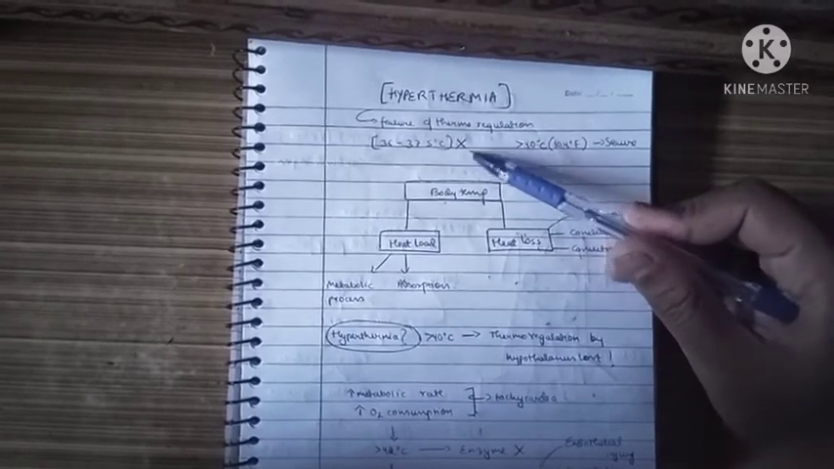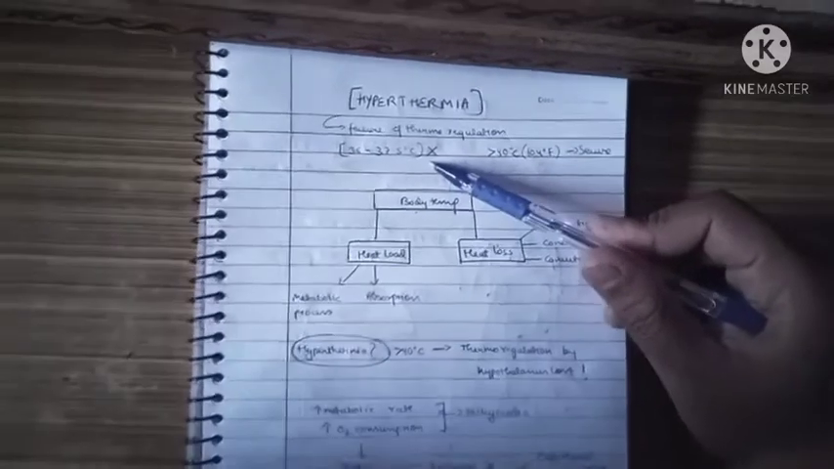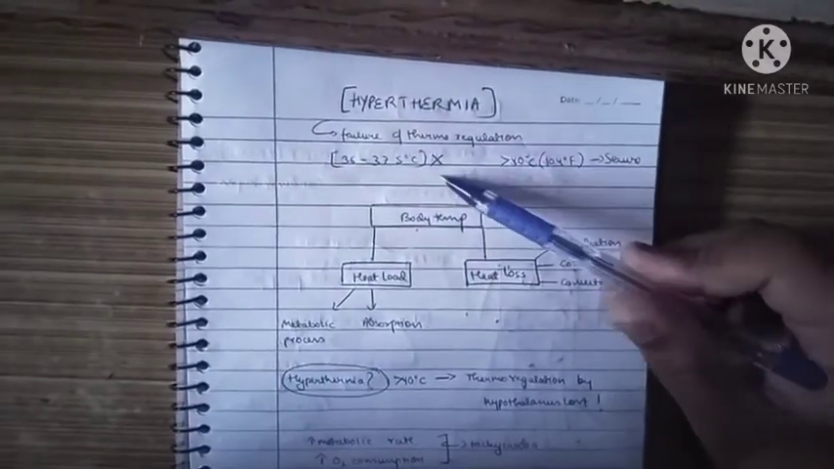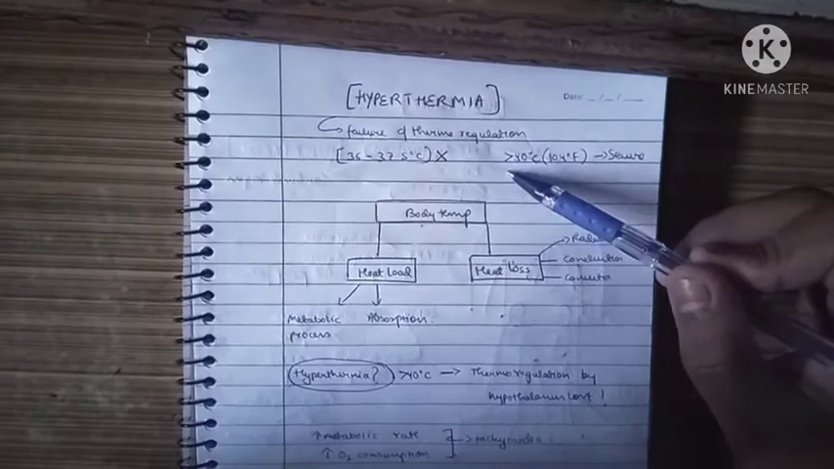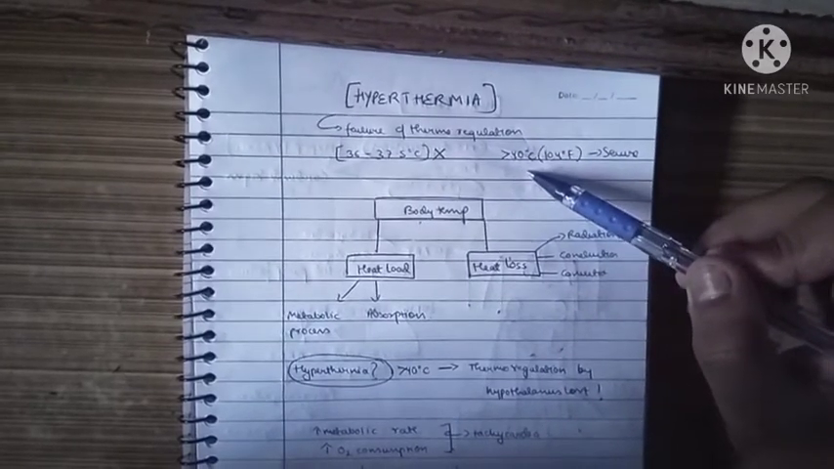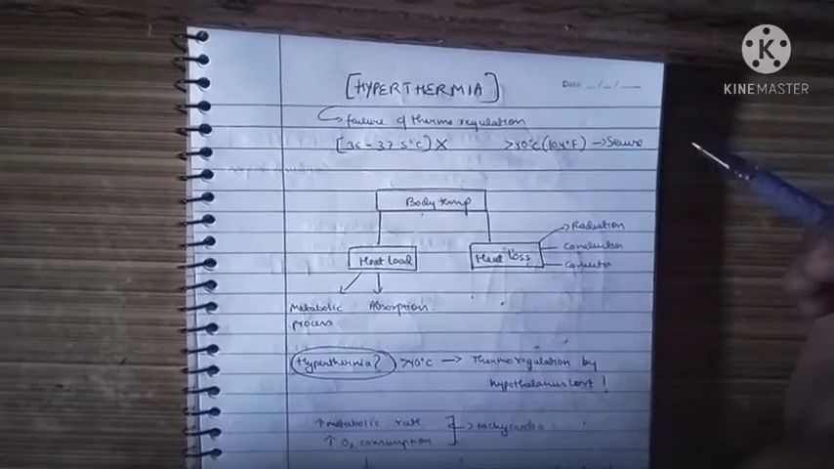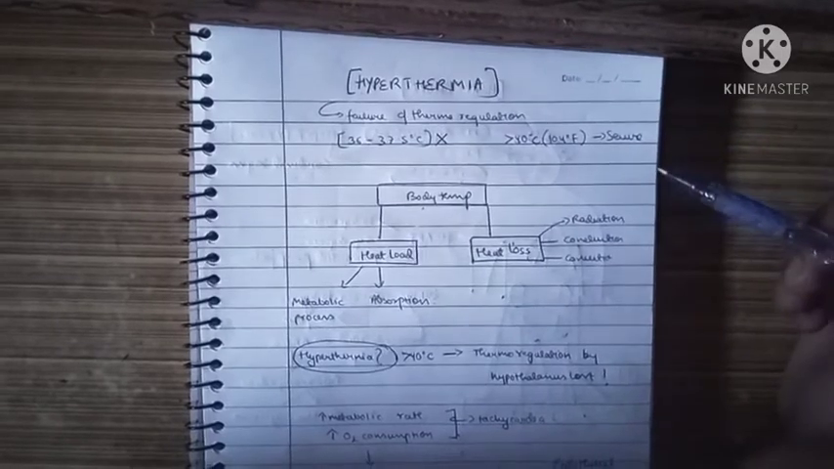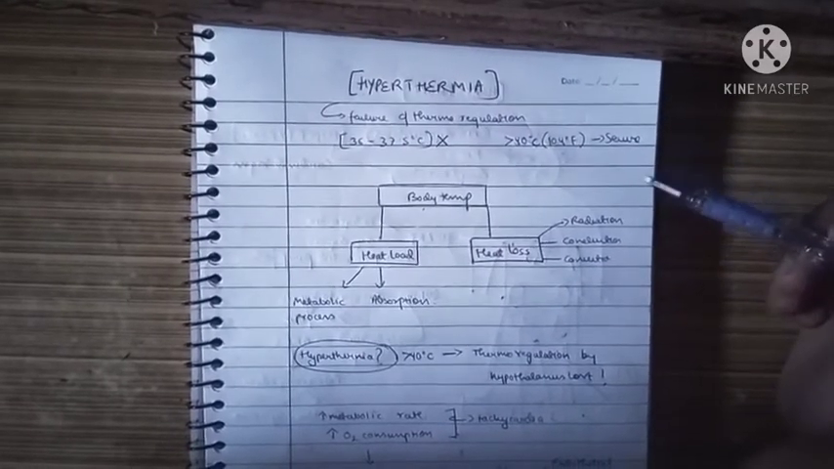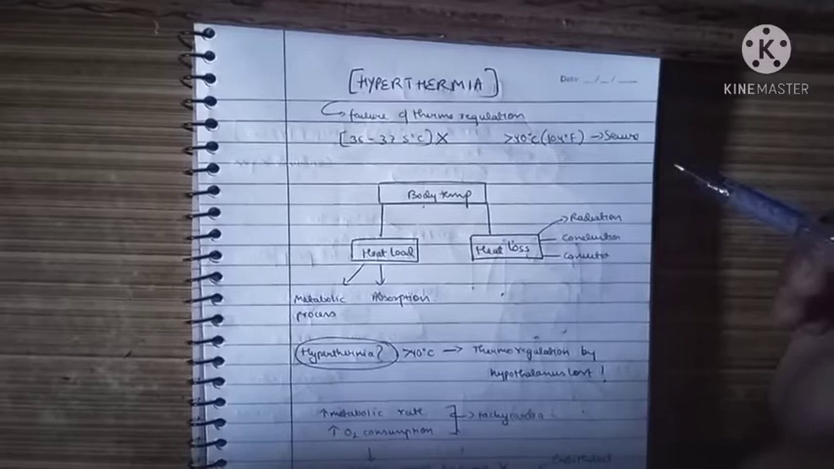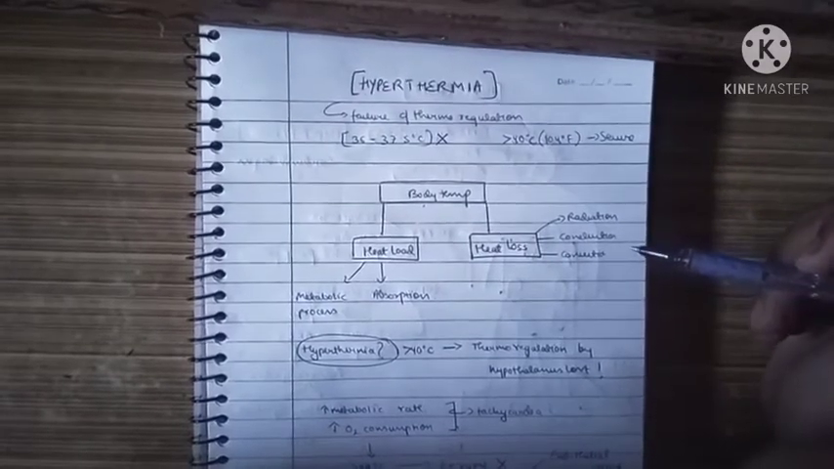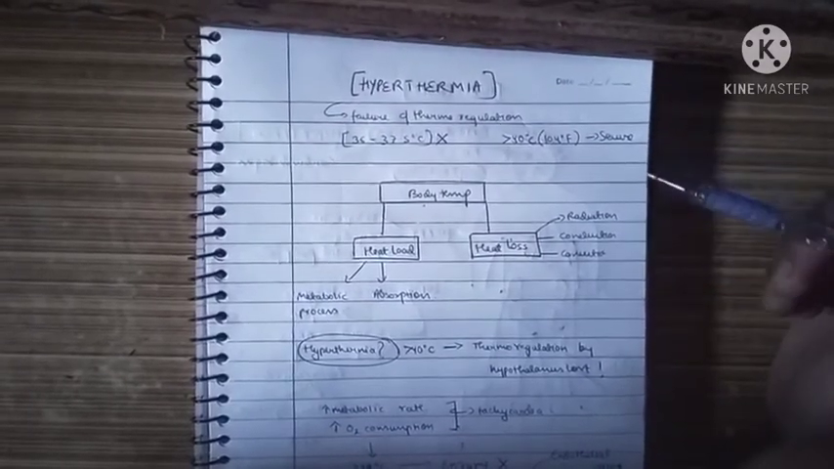The core body temperature is maintained between 36 to 37.5 degrees Celsius. A rise in temperature to more than 40 degrees Celsius or 104 degrees Fahrenheit is what is called severe hyperthermia. And this severe hyperthermia leads to failure of thermoregulation by the hypothalamus. Let's understand the basic physiology.